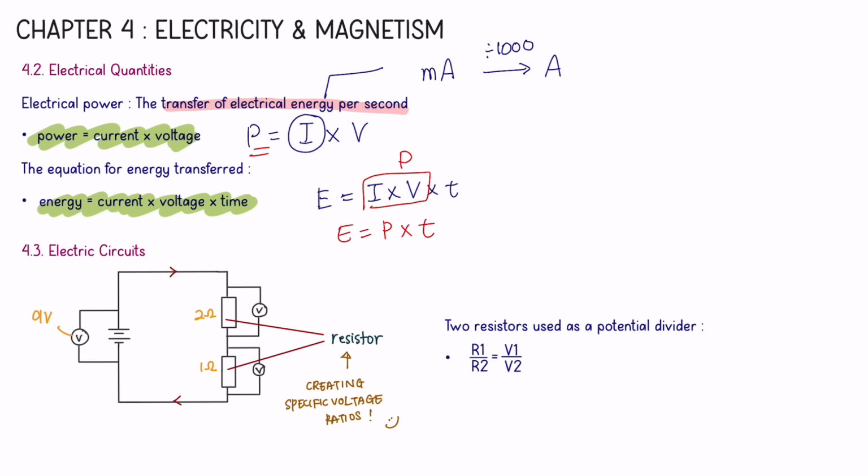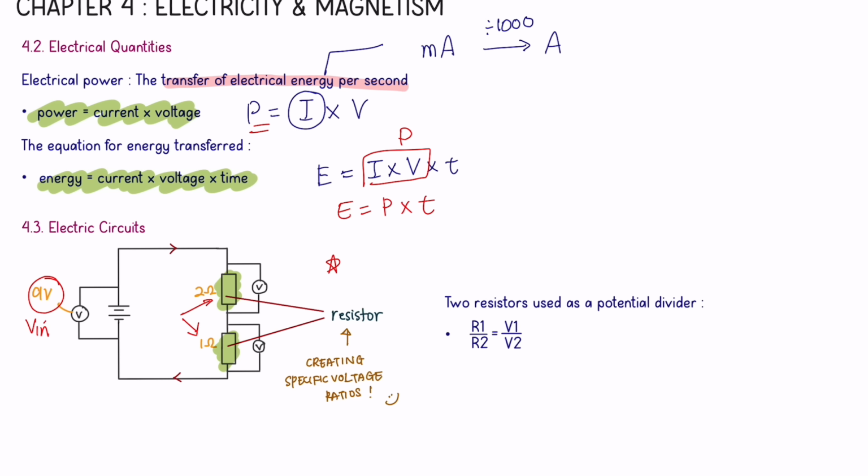And next up, you've got potential dividers. When two resistors are arranged like this, it can be used as a potential divider. This may look complicated, but actually it is using the concept of ratio to split the total input voltage for the two resistors based on their resistance. So this will be the voltage in, and let's say this is the voltage out that we are looking for. So the voltage in would be 9 and the voltage out is what we're looking for.